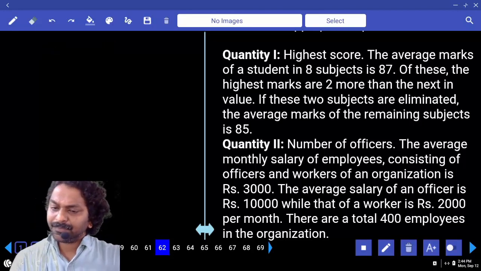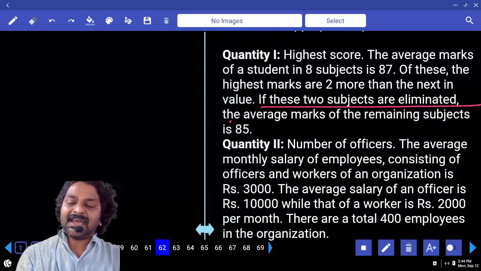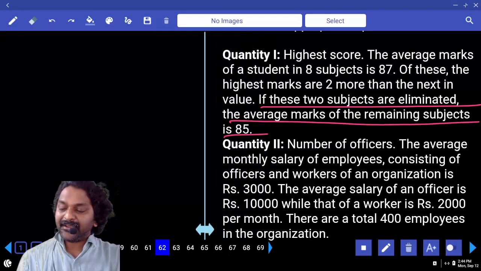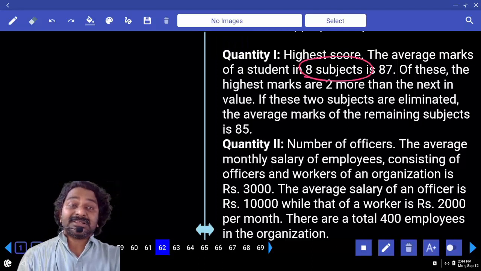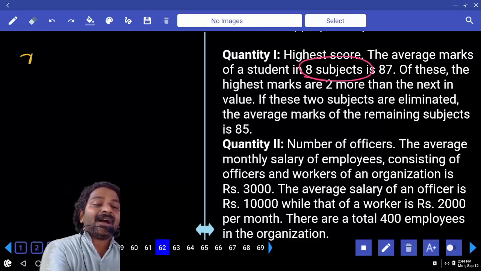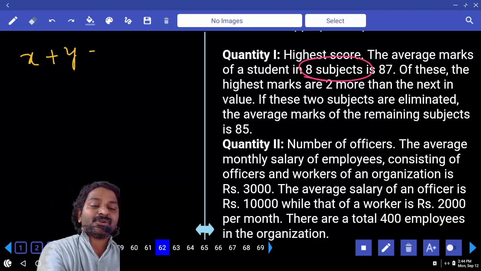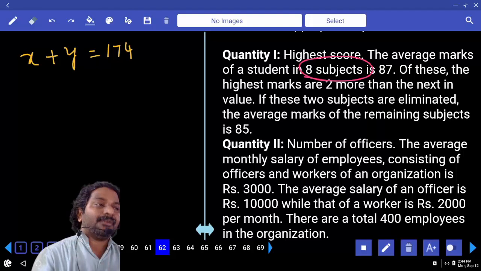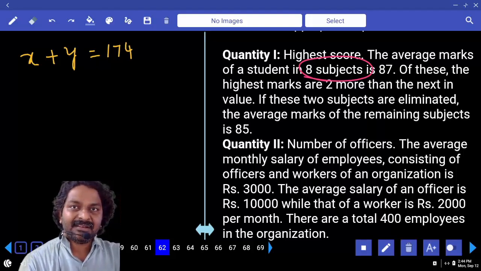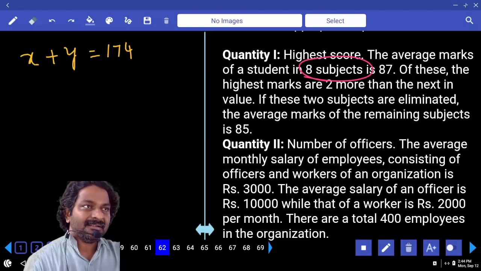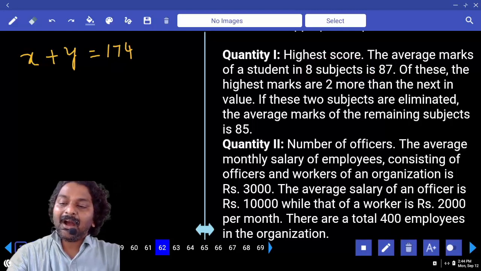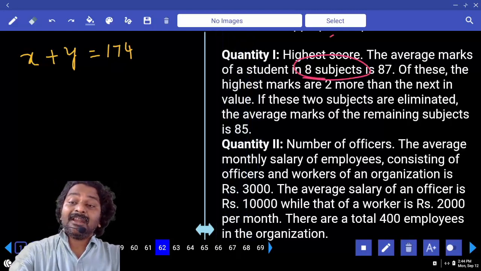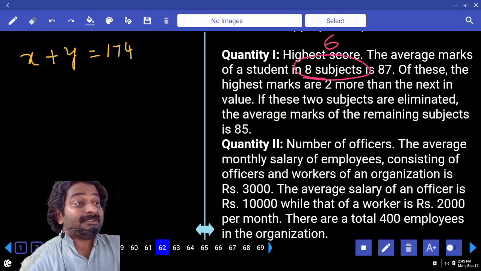Continue. If these 2 subjects are eliminated, the average marks of the remaining subjects is 85. Initially, how many subjects do we have? 8. What's their average? If the highest and second highest scores are 87 and 87, which is 174, and now if those two are eliminated, how many subjects will be there? And for these 6 subjects, what would be the average?